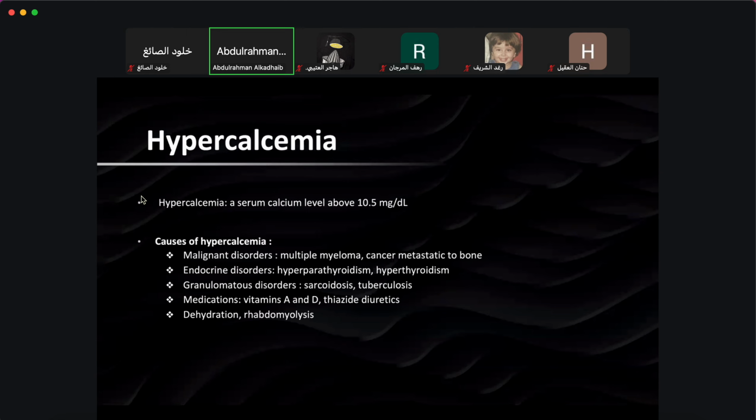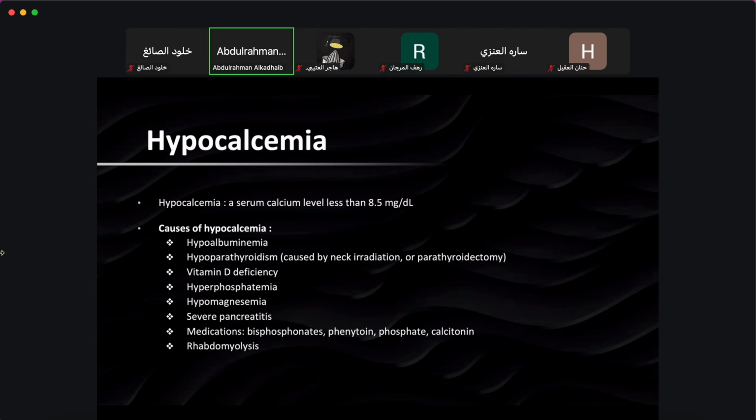Again, in contrast to the same point we talked about in hypercalcemia, hypoparathyroidism may cause hypocalcemia because the parathyroid hormone regulates the calcium level, and low levels of parathyroid hormone will cause low calcium levels. Vitamin D deficiency, again, because vitamin D helps with the absorption of calcium, and other conditions such as pancreatitis and some medications that we talked about in the treatment of hypercalcemia may also cause hypocalcemia if they were used in large doses.